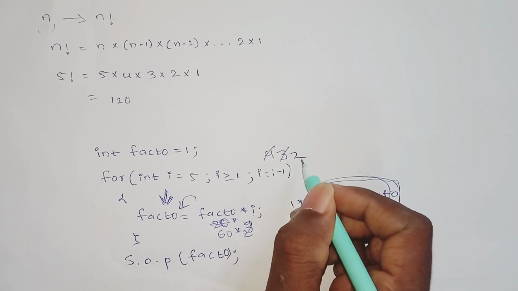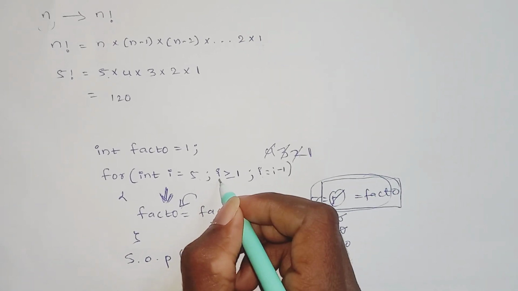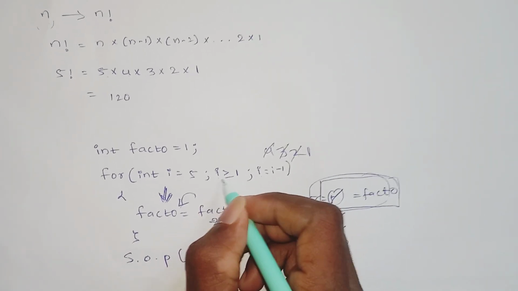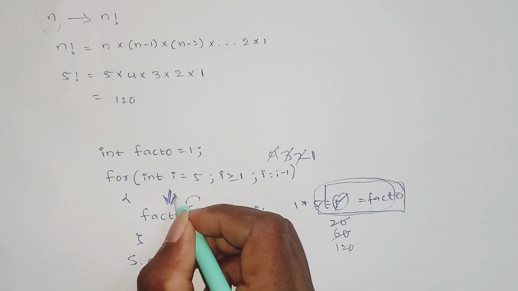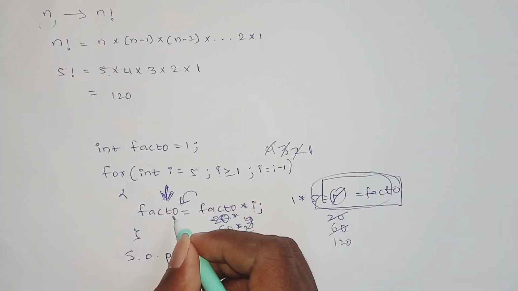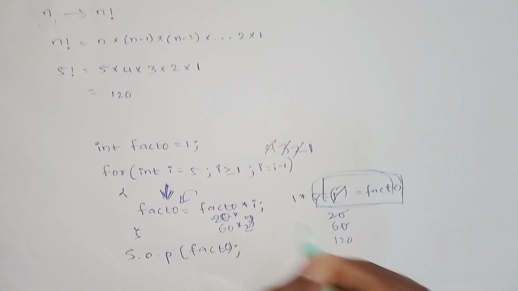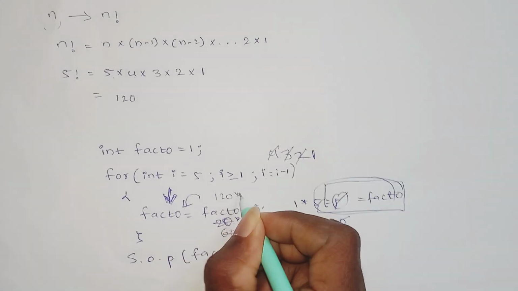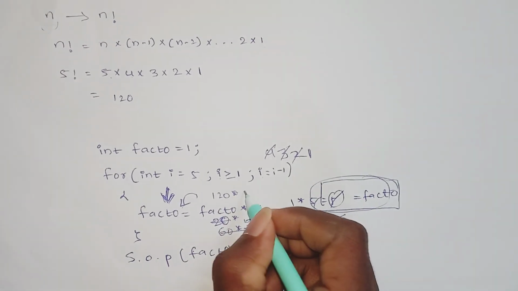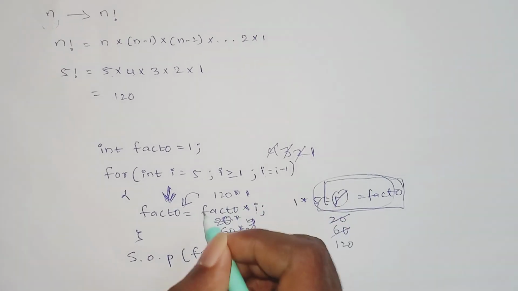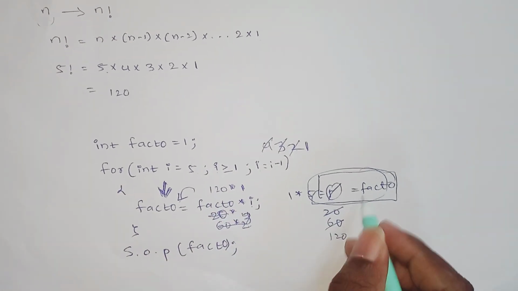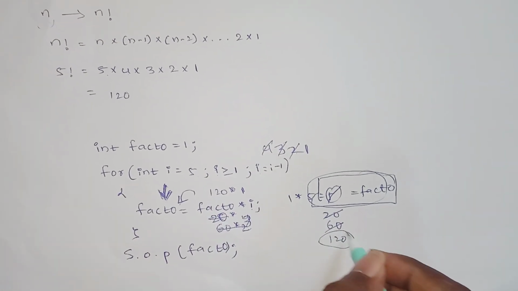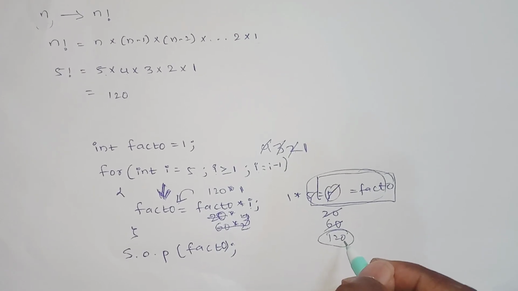Now again the i value gets reduced by 1. So i minus 1, that is 2 minus 1. It becomes 1. It checks for the condition, i greater than or equal to 1, 1 greater than or equal to 1. Condition is true. It enters into the loop. So facto equals to facto into i. So facto is 120, that is 120 into i is 1. So 120 into 1 is 120. So it is assigned into facto. So here facto becomes 120.